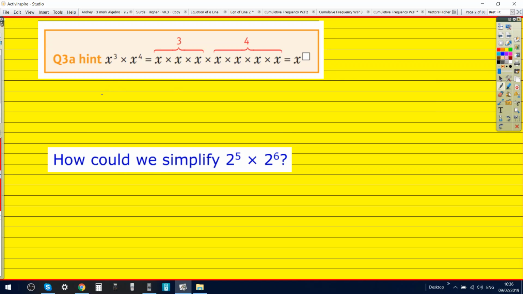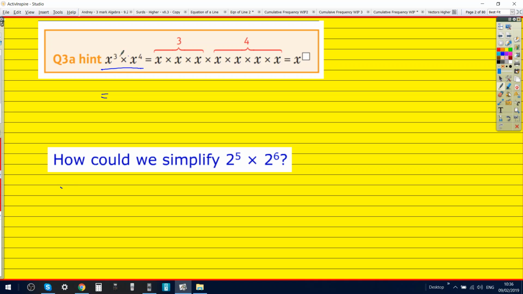Do you already know how to do this top one? Okay, so how can we simplify 2 to the 5? Will that be 2 times 2 times 2 times 2 times 2? Will it be 2 times 2, 5 times? Sure.